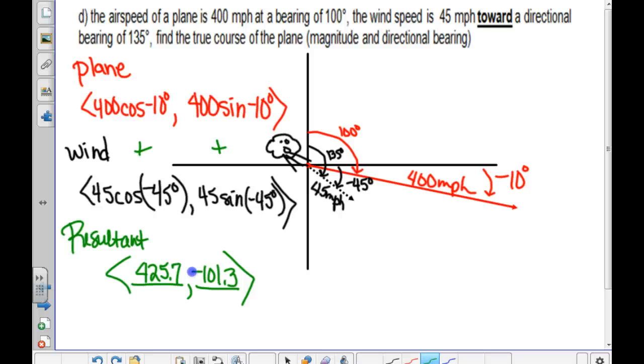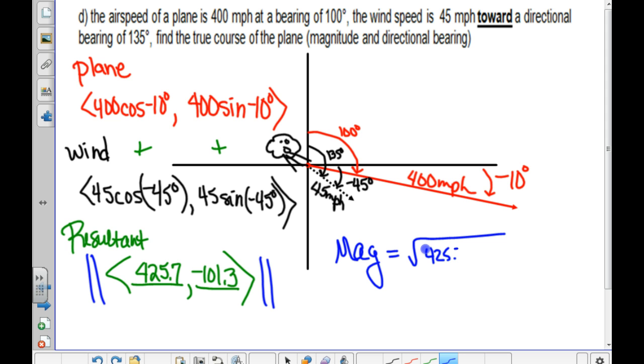All right, now what? That's kind of the easy part, but we didn't find the actual answer yet. What do we have to do now? The magnitude and direction. That was cruel. Anybody get this?